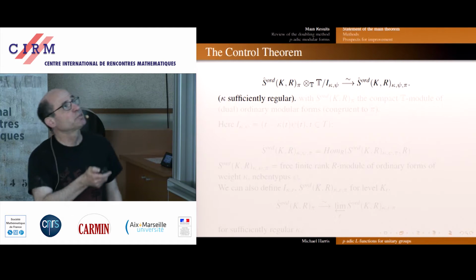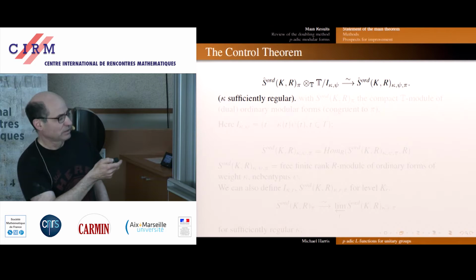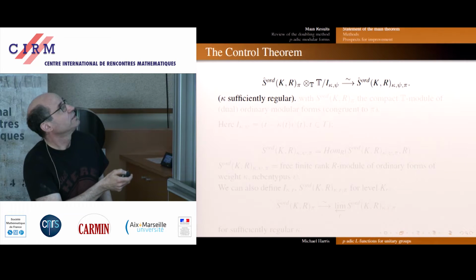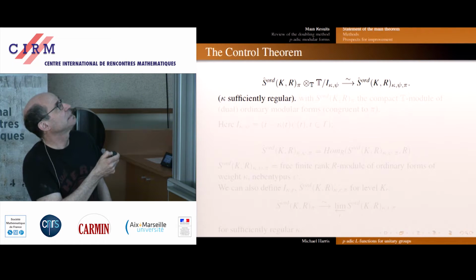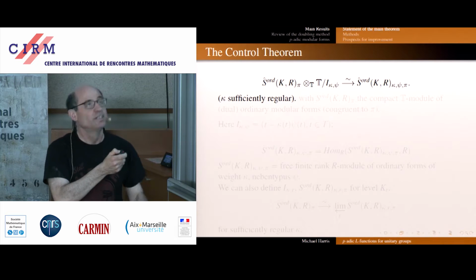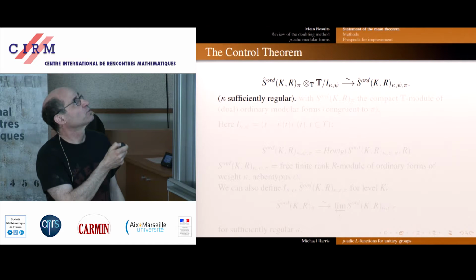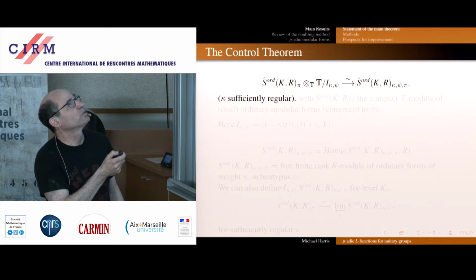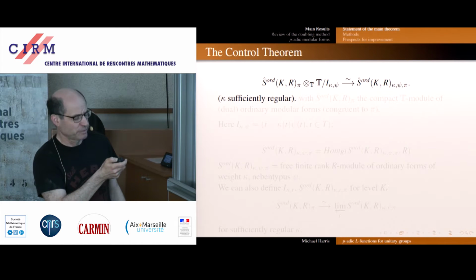And this is an inverse limit of finite R modules. This is the dual module of the, there's a module over the Hecke algebra T, and there it is. And there's a control theorem, which I'm about to explain, that when you specialize at a sufficiently regular weight, then you get something classical. So this, let me explain everything.